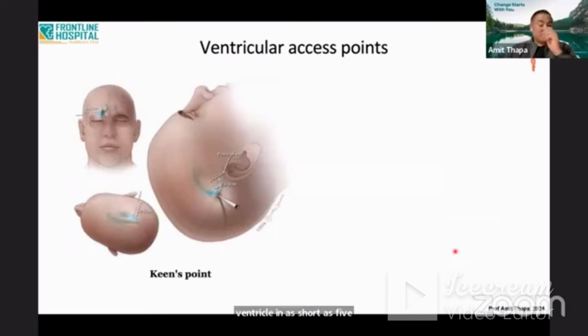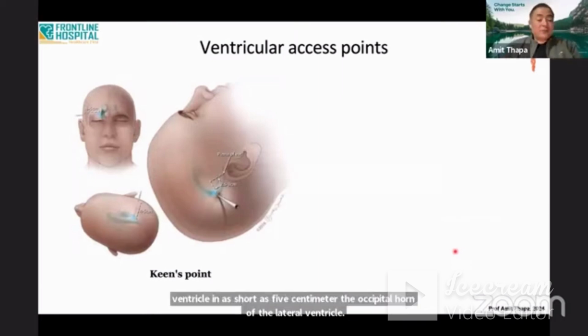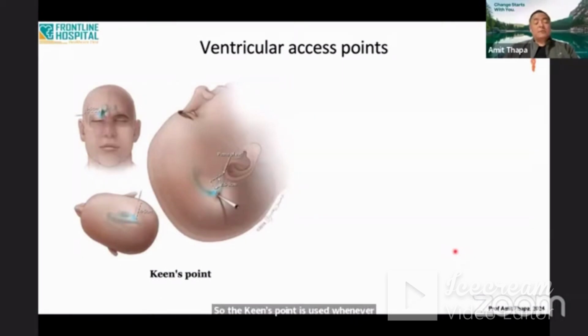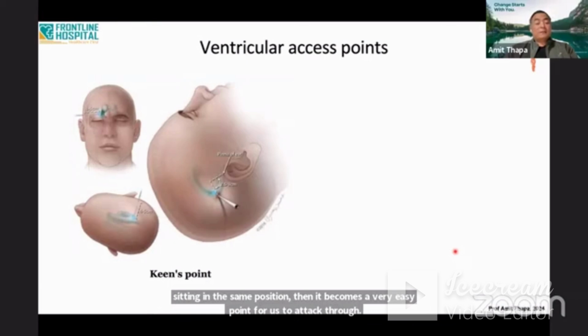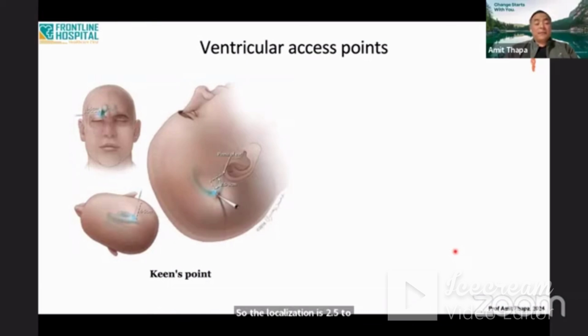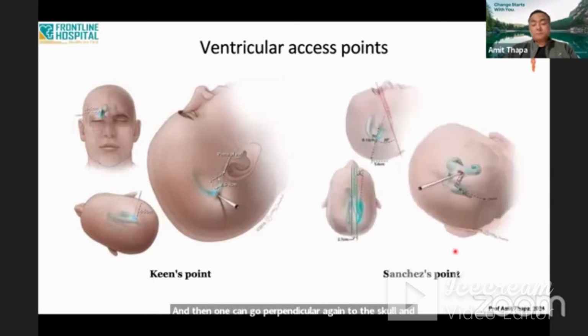So the Keen's point is used whenever we are trying to use an RMSOC or retromastoid technique or some suboccipital craniotomy technique for removing the tumor, and the patient's ventricle has to be drained in the same sitting in the same position. Then it becomes a very easy point for us to attack through. So the localization is 2.5 to 3 centimeters above the superior most part of the pinna, and then behind it. And then one can go perpendicular again to the skull, and at the distance of 4 to 5 centimeters, one can easily hit the trigone of the ventricle.